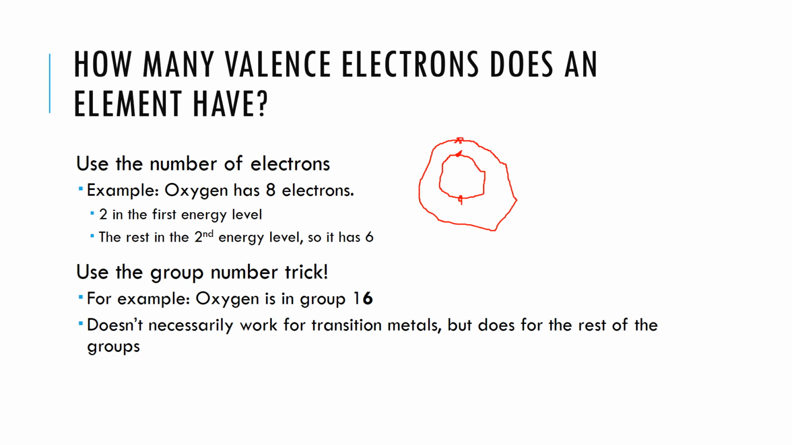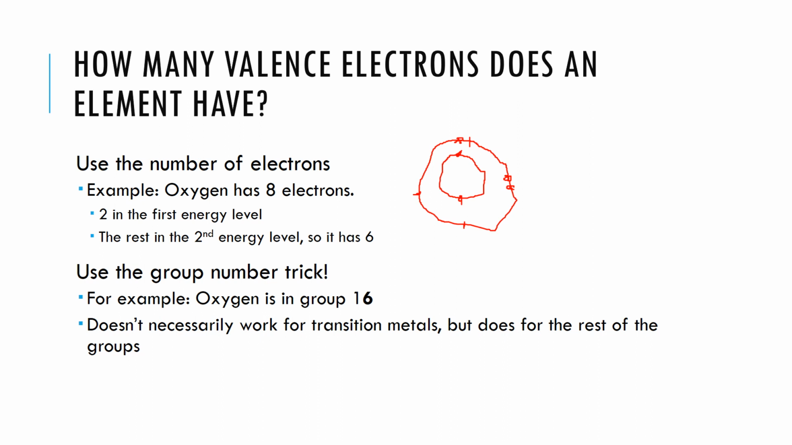So that's a total of 3, 4, 5, 6, and they start to pair up, 7, 8. So that's a total of 8 electrons. If we count how many are in that last shell, we have 6 total, and that's the outside shell. So that means there's 6 valence electrons in oxygen. It's a long way to do it, but it can definitely get you there.